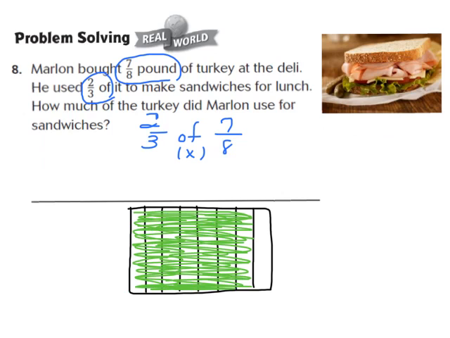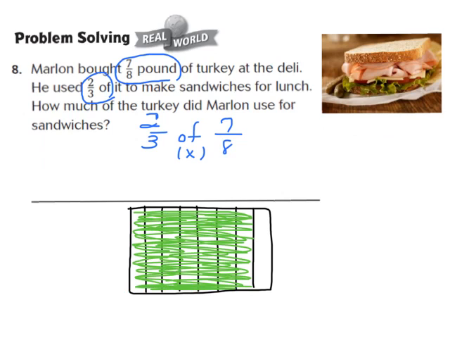Now we're going to go back to that first factor, which is 2/3. So what I know is this, that 3 tells me that I now need to divide our rectangle into 3 equal rows, and the 2 tells me that I need to shade in 2 of those rows. So we're going to shade in 2/3 of our 7/8.